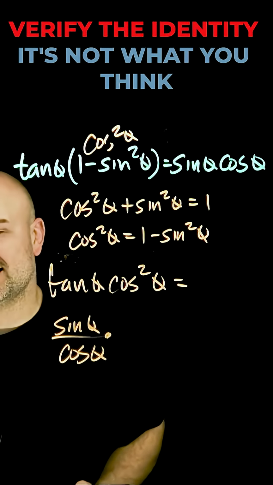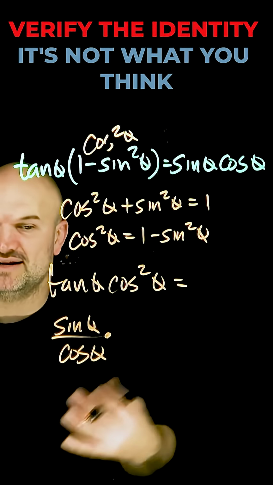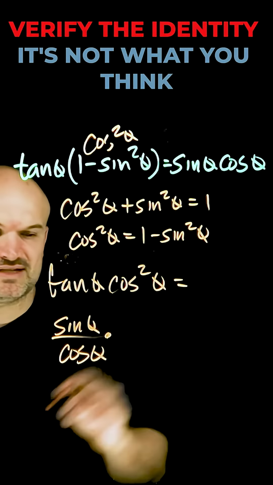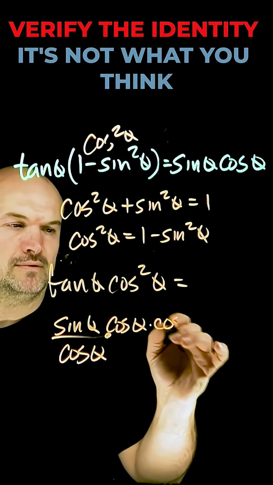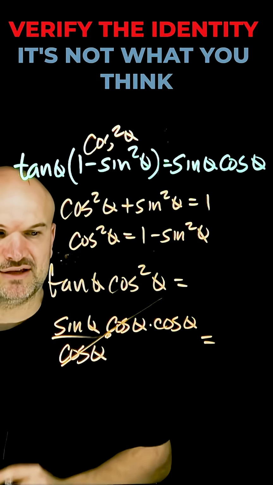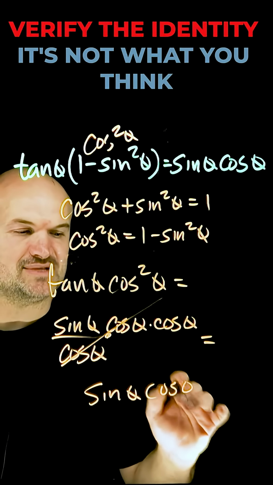Now, it's also important to recognize that cosine squared of theta is simply cosine of theta times cosine of theta. So even though we don't need to do this, I'm going to write it out so you can see how everything's dividing out. Now you can see I have a cosine of theta in the denominator, a cosine of theta in the numerator, and guess what, ladies and gentlemen? I'm just going to be left with a sine of theta times a cosine of theta.